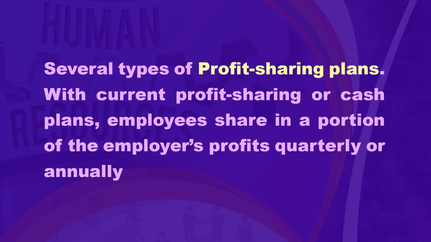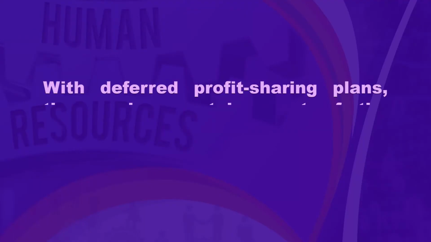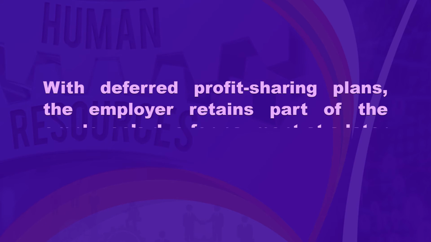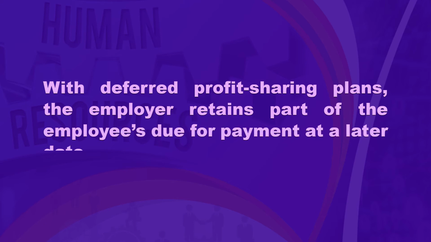With current profit sharing or cash plans, employees share in a portion of the employer's profits quarterly or annually. In cash plans, the firm simply distributes a percentage of profits, which is usually 15% to 20% of profit, as a share to employees at regular intervals. With deferred profit sharing plans, employer retains a part of the employee's dues for payment at a later date.